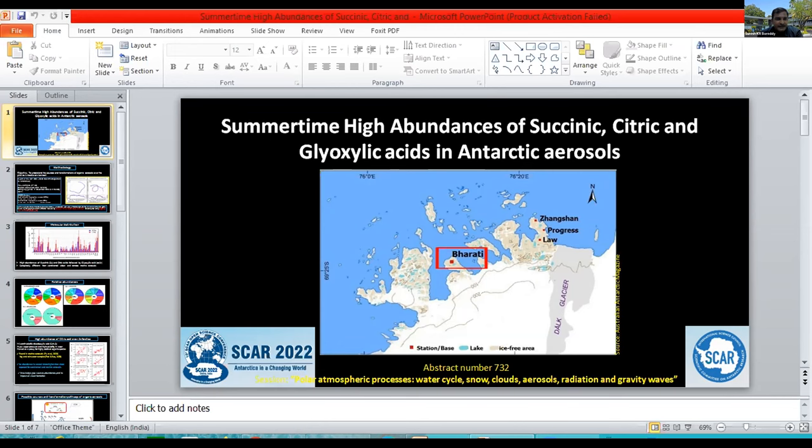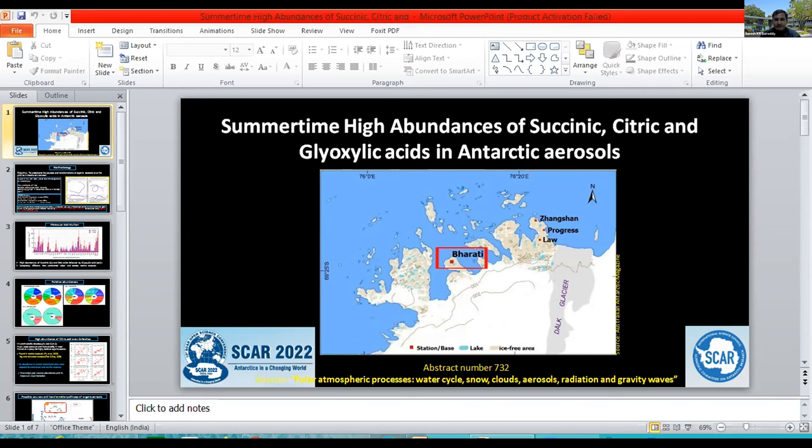as a part of the 36th Indian Scientific Expedition to Antarctica, the PM10 aerosol samples have been collected by using a high volume air sampler at the Bharati station during the period December to January 2016 and 17. So in order to see what are the sources, formation processes and transformation of organic aerosols in the Antarctic environment, these PM10 samples were analyzed by using a gas chromatography technique to analyze the homologous series of dicarboxylic acids, oxo acids, and alpha-dicarbonyls, as well as the citric and pyruvic acids by employing a water extraction.